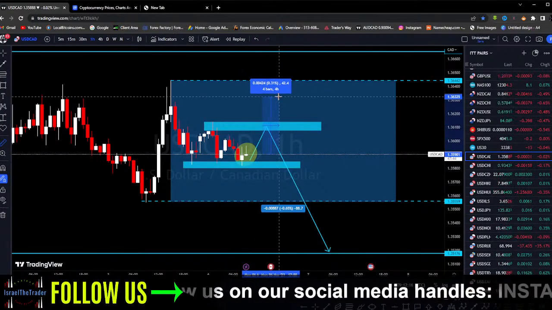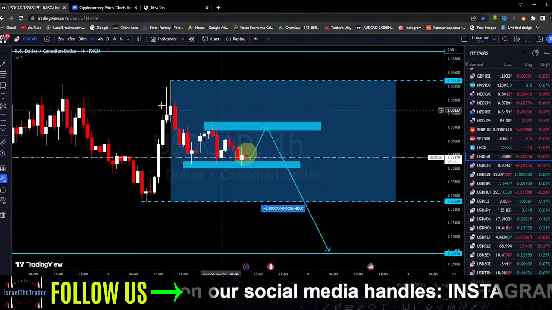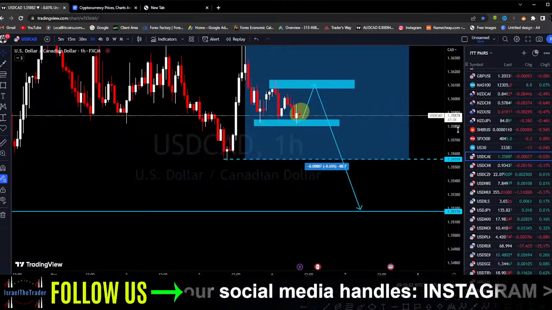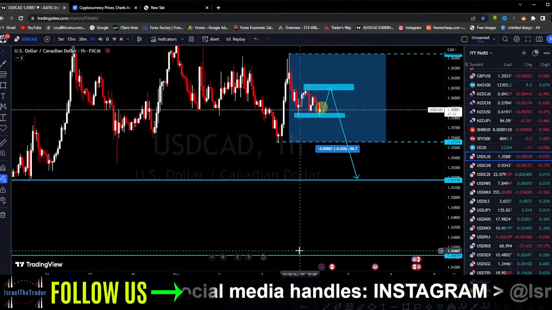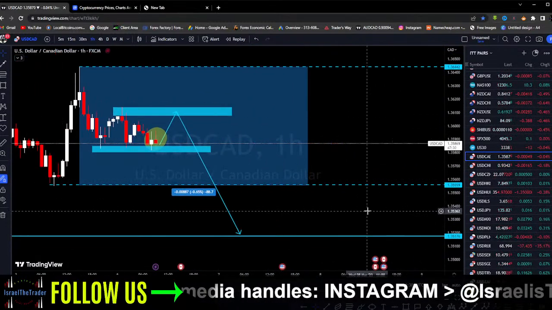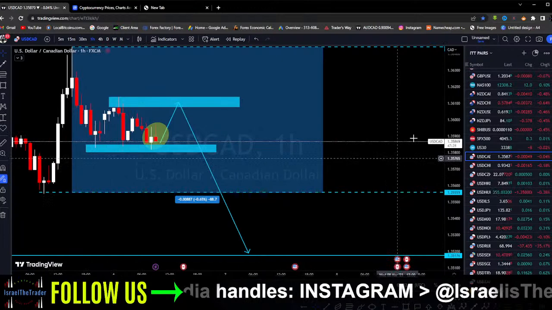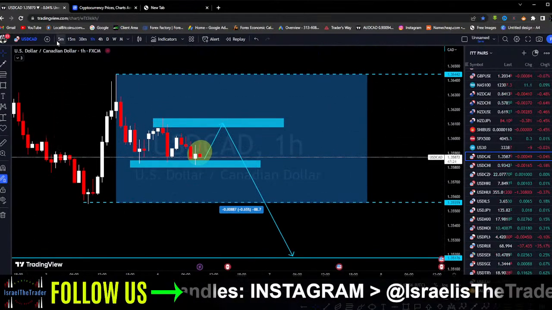Nope. It's not giving me what I want, guys. Except we are going to target this zone, and it's not going to be easy. It's going to take time, you know. But right now, let's keep on seeing what is going to happen.